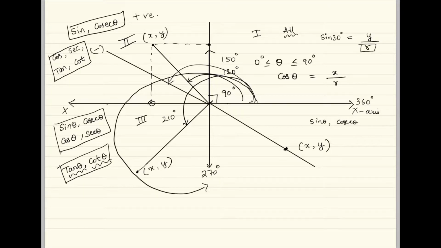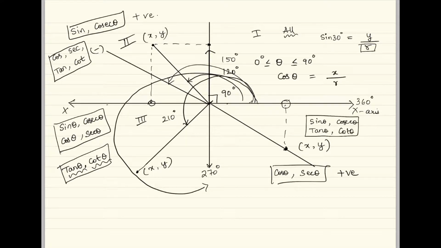Next, what about the x coordinate? The x coordinate is going to be positive, so cos theta is positive and secant theta is positive. Sine is negative, cosecant is negative. Sine by cos, that is tan, will also be negative, and its reciprocal also will be negative. So in this fourth quadrant, cos theta and secant theta are positive. What can you say about cos 300? Cos 300 is positive. What can you say about tan 300? Tan 300 is going to be negative.